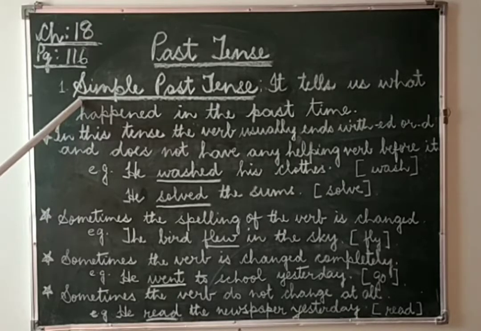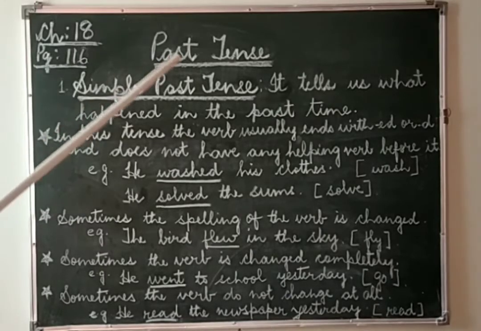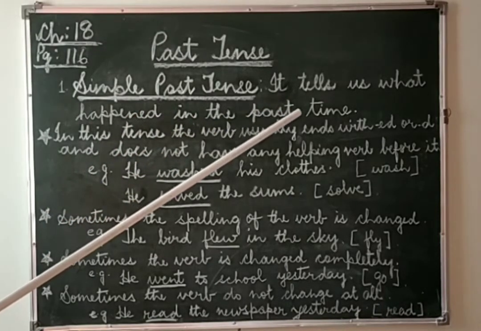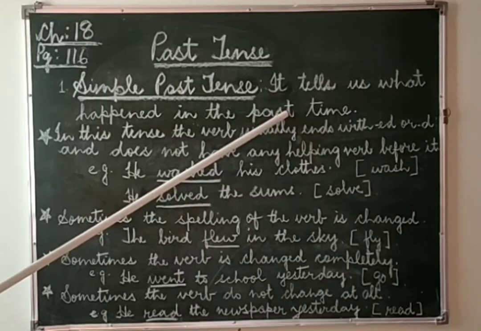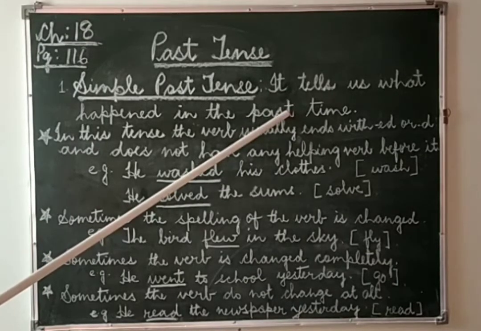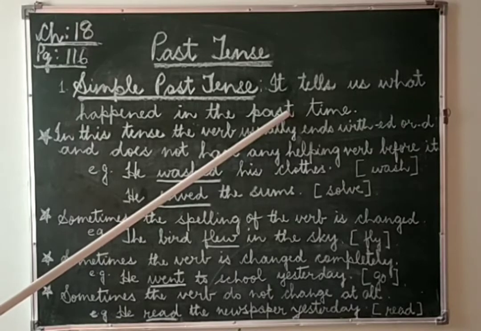Now if you remember the verb forms, then you will know that simple past tense is the V2 form of the verb. Now what is this simple past tense? It tells us what happened in the past time. So any action that has been done in the past is your simple past tense.